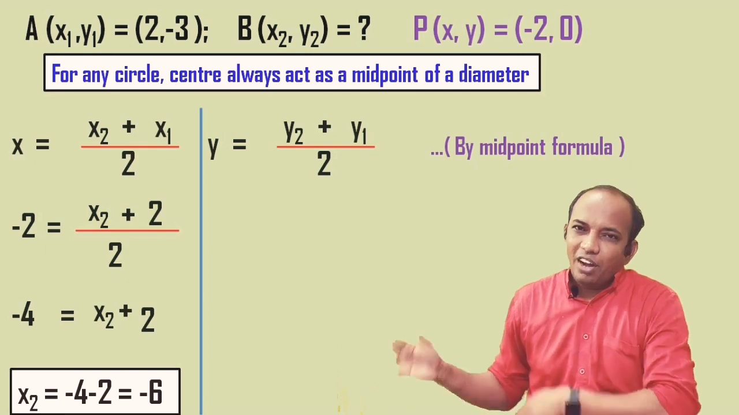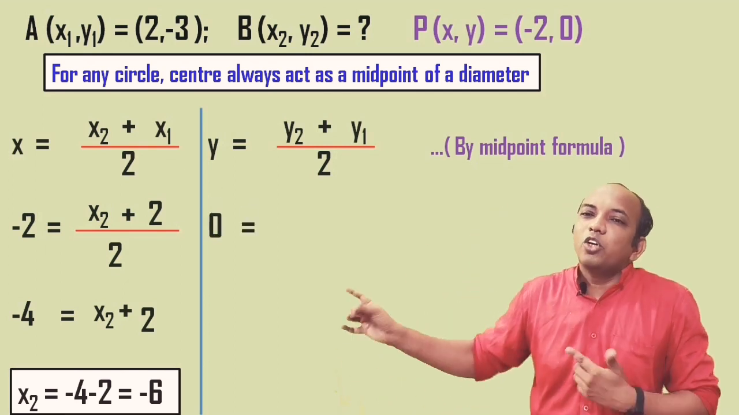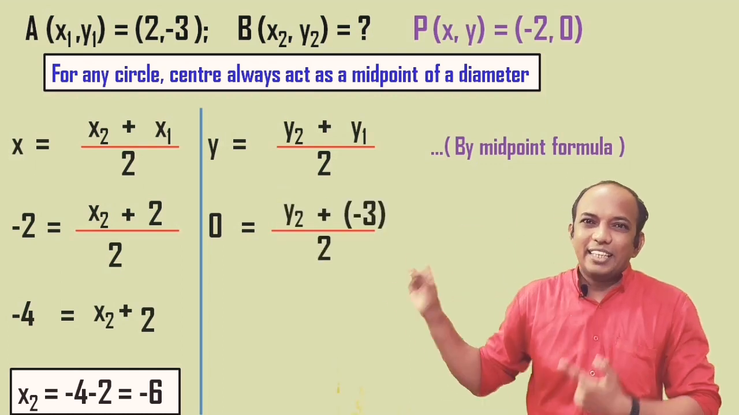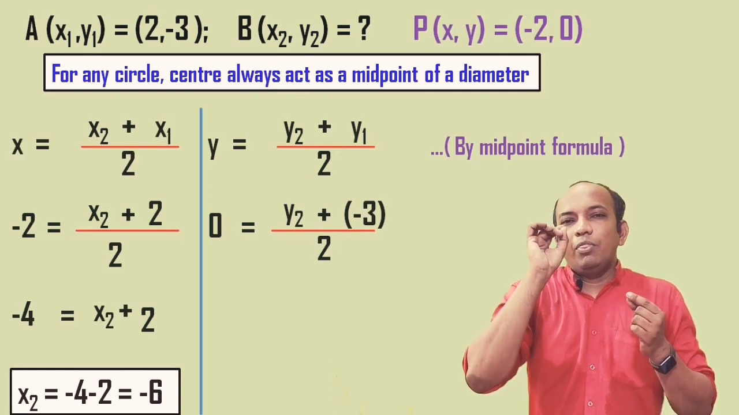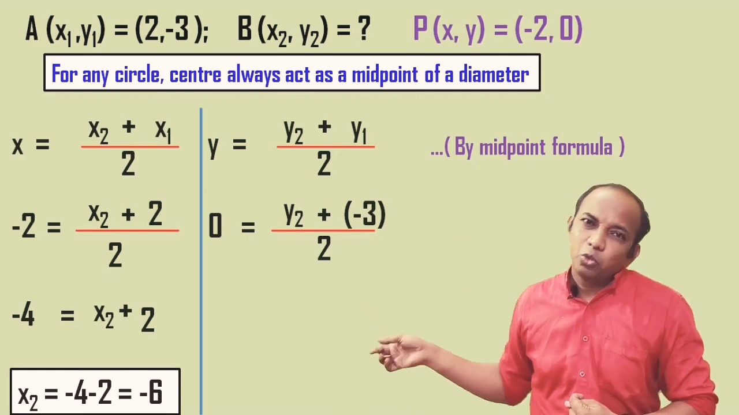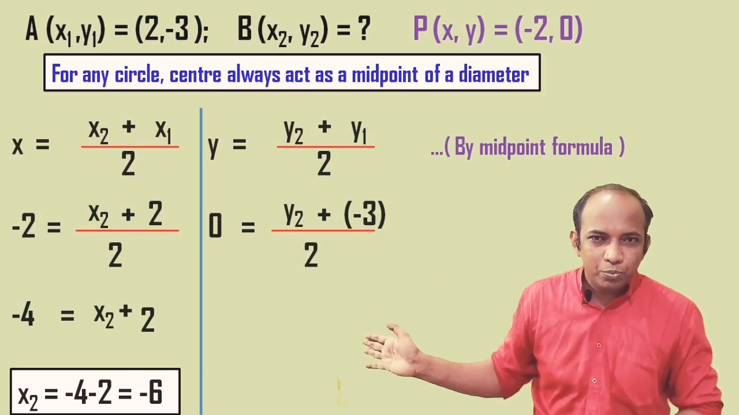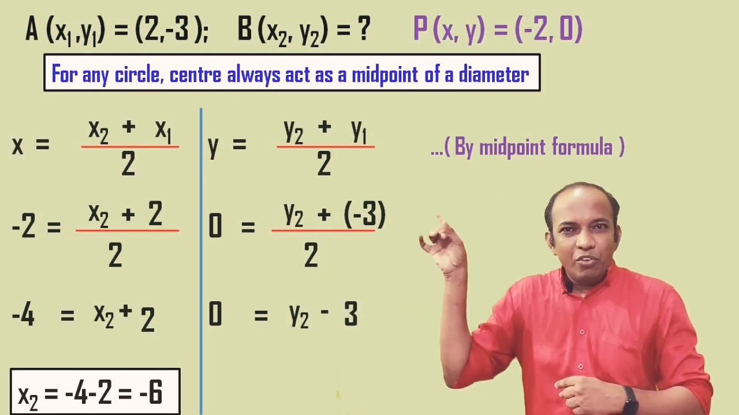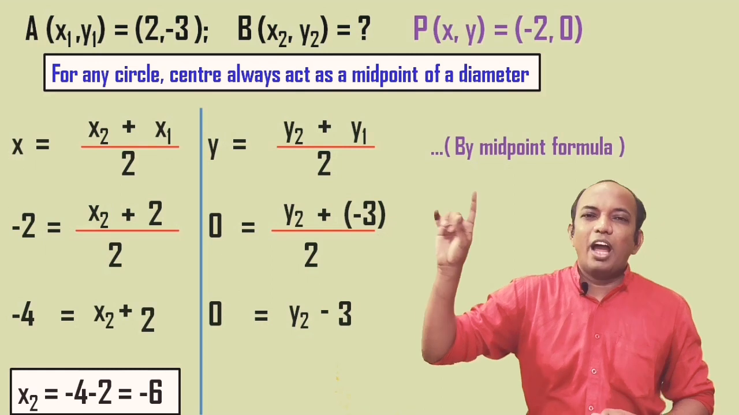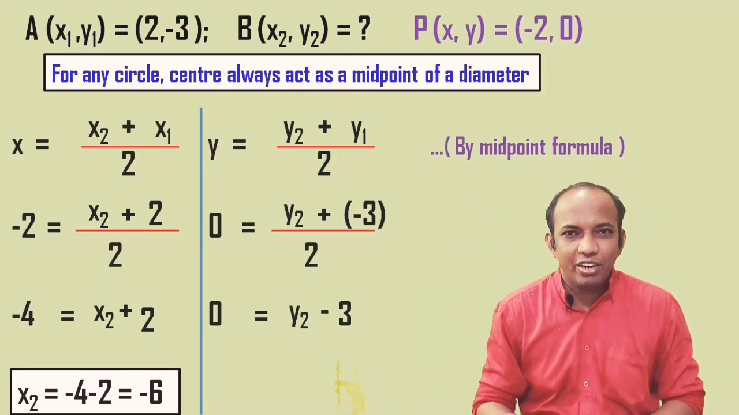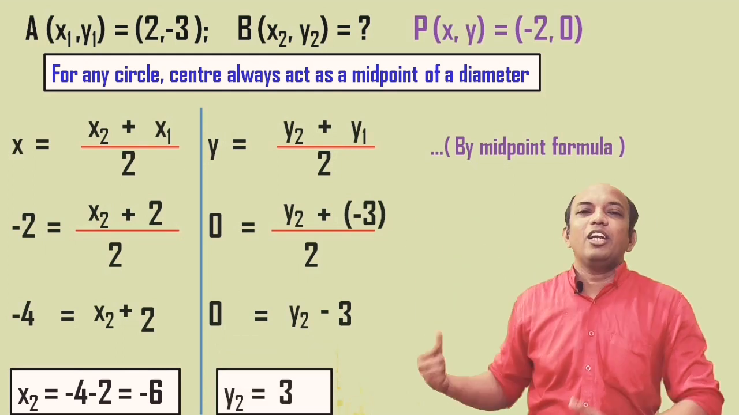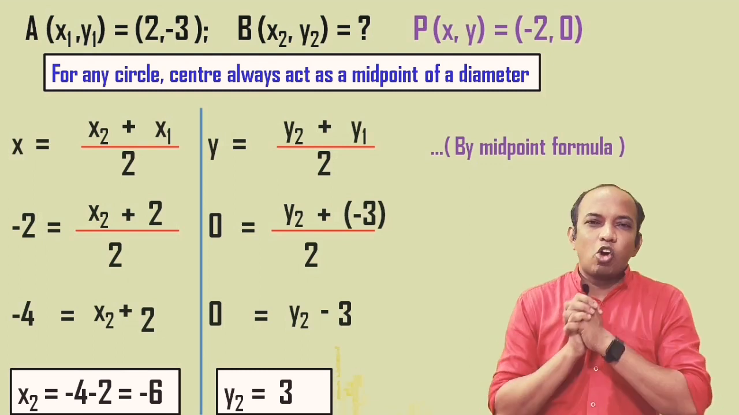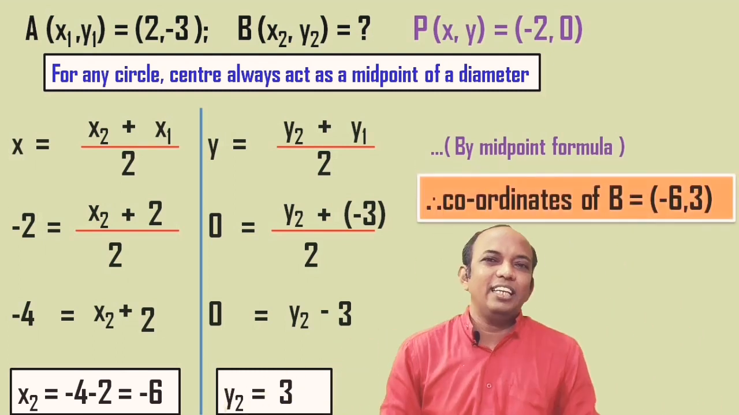Now substitute the value for y, that is 0 presently. So 0 equals y2 plus 3, the whole upon 2. Of course, that 3 is negative. The moment you shift that 2 in the denominator to the other side, we get 0 into 2, and the answer is 0. So 0 equals y2 minus 3. Now that minus 3 will move to the other side of the equality, towards the 0, and goes in plus, that is addition, right? So in short, we have y2 equals positive 3, and that gives us the value for y2. And in short, the coordinates of B are negative 6 and 3, the way you are looking on the board.